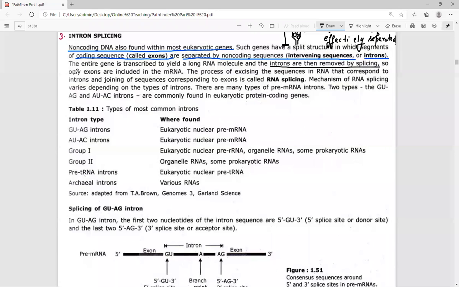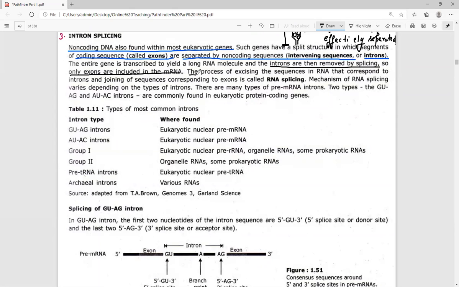So only exons are included in the case of mRNA. In mRNA, only exons are present; introns are completely removed. The process which involves the removal or excision of the introns and the ligation of the corresponding exons together is referred to as RNA splicing.